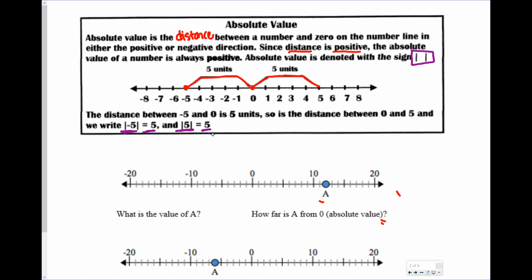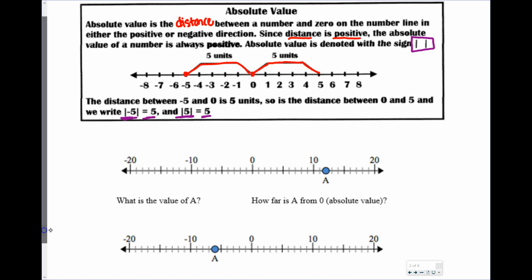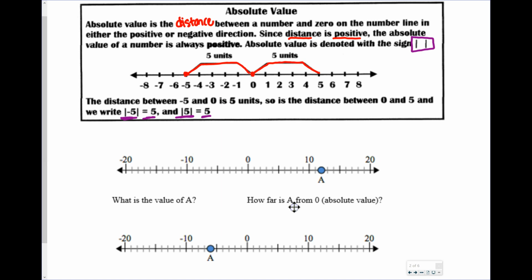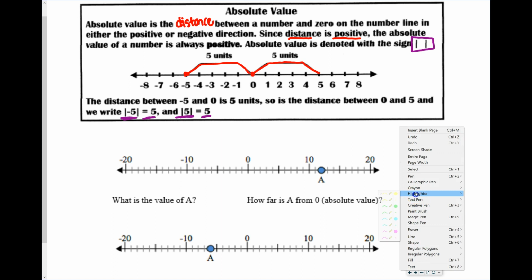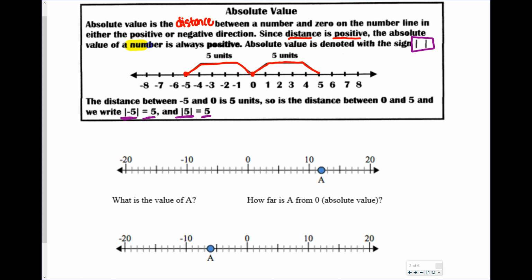Okay. Another way to think about this too is if that description is just a little bit too much for you to think about, you can always just keep in mind that absolute value always just means that the number is positive. The number is always positive, and you can underline that or highlight that up here in this description. The number is always going to be positive.